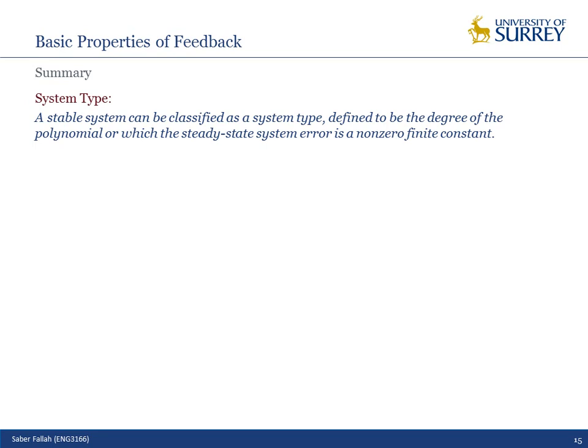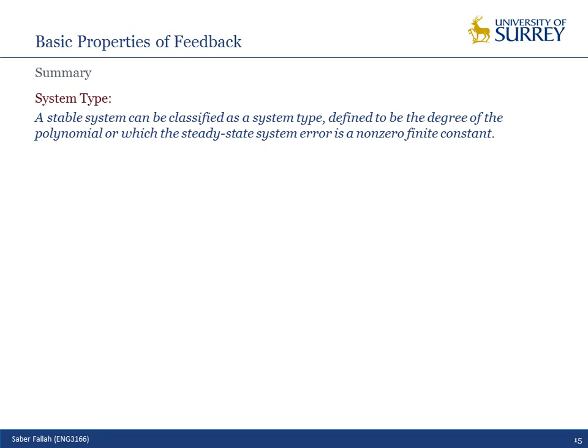We can define the system type for three types of inputs. What are these inputs? In general, we have three inputs to the system: reference, disturbance, and sensor noise. Exactly.